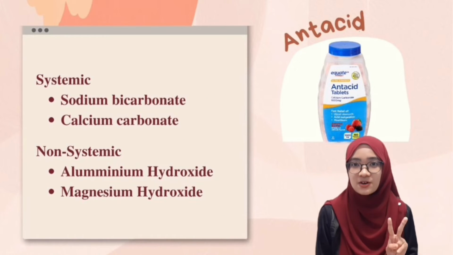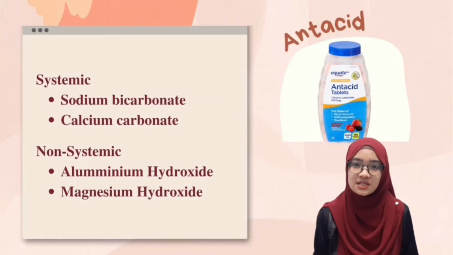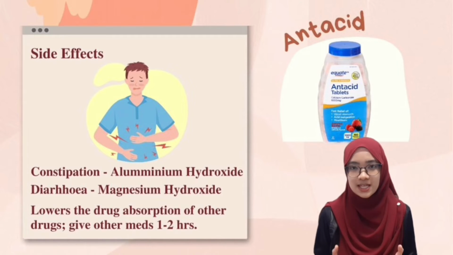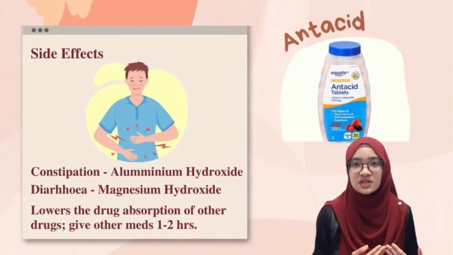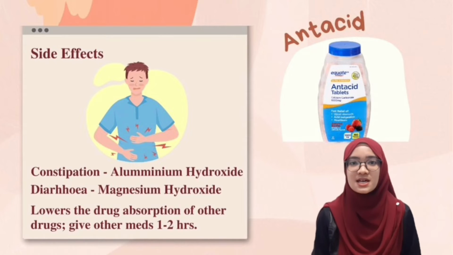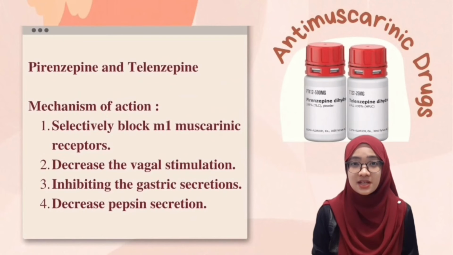There are two types of antacid, which are systemic, for example, sodium bicarbonate and calcium carbonate, and the second type is non-systemic, such as aluminium or magnesium hydroxide. The side effects can include constipation or diarrhea, depending on the main ingredients. Antacid can lower the absorption of other drugs, so it is recommended to give other medicine after 1 to 2 hours. Next is antimuscarinic drugs, for example, pirenzepine and telenzepine.